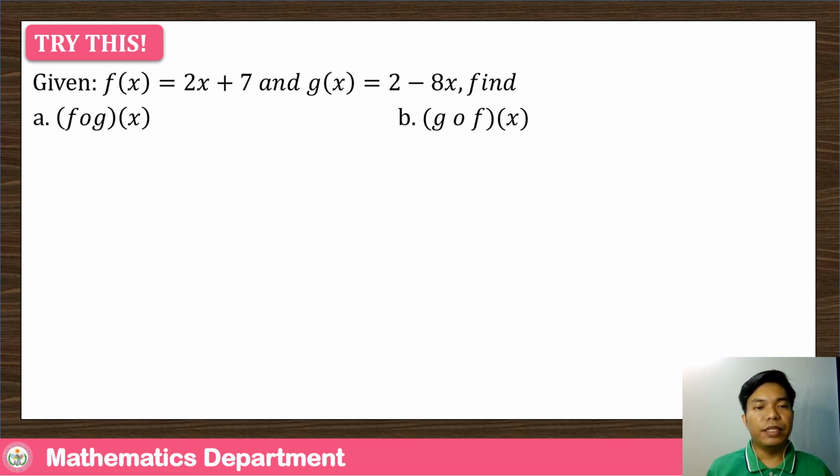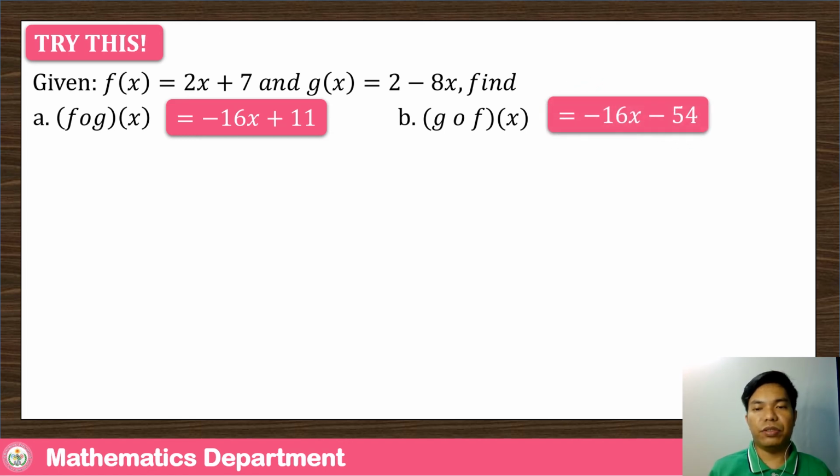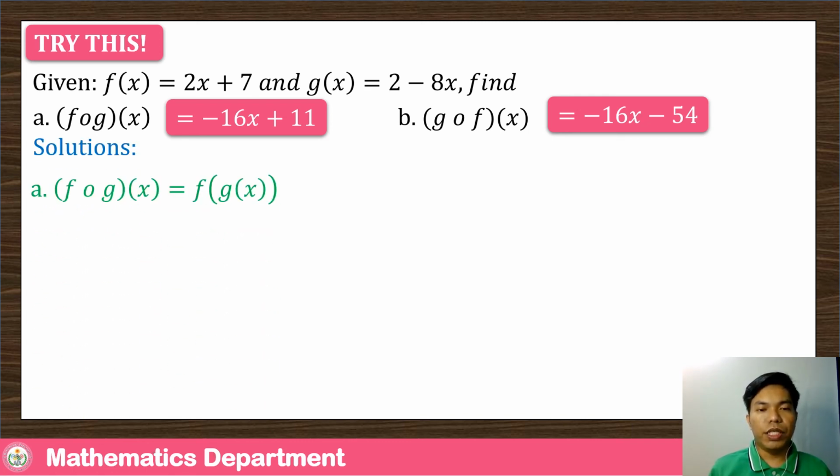So for f composed of g of x, the answer is negative 16x plus 11. And for g composed of f of x, the answer is negative 16x minus 54. For letter A, this is our solution.